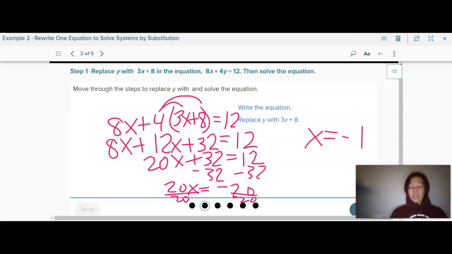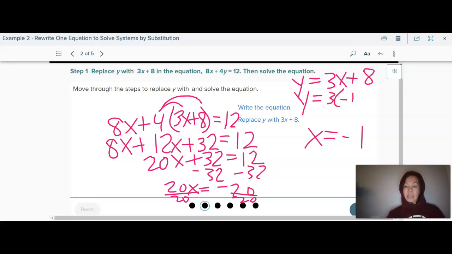So if x equals negative 1, that first equation was y equals 3x plus 8. I can go to this equation and replace x with negative 1. This will be negative 3 plus 8, which is positive 5. So x is negative 1 and y is 5.